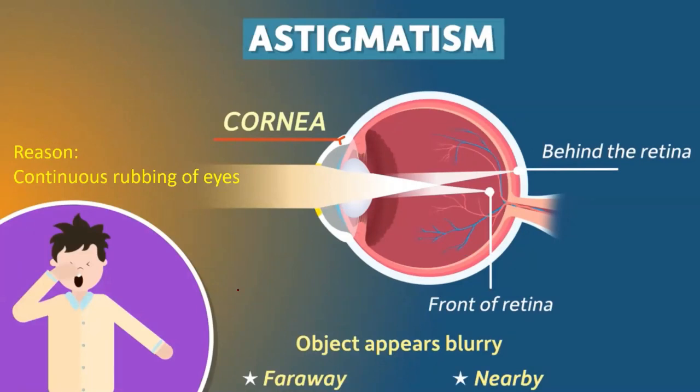Continuous rubbing of eyes. What happens is, because of the rubbing of the eye, the alignment inside the eyeball is disturbed, and because of that, sometimes when these two images are formed, one image can be behind and one image can be in front of the retina. So one is behind the retina, one is in front of the retina. So the object appears blurry. It can happen with both far off objects and nearby objects. So this entire condition, when you are able to see two blurred images of one object, is called astigmatism.